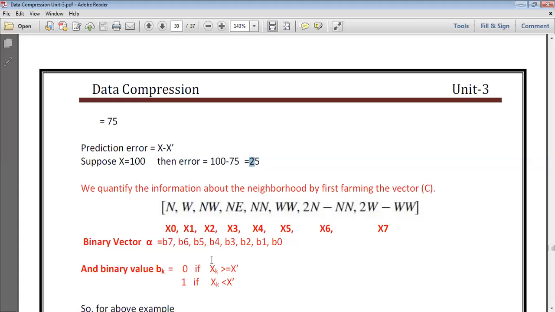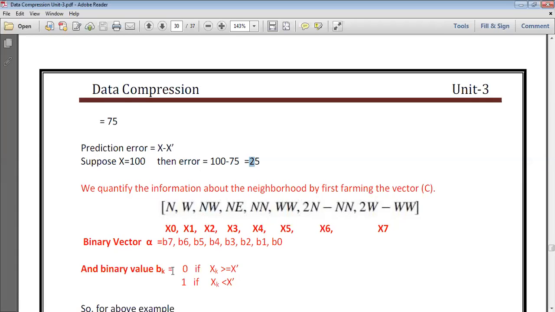And binary vector, what will be the binary vector? Binary vector is just a reverse of this vector. Means we start from x7 and end at x0, but in the binary format. So again we have changed the nomenclature with b. So this one is b7, b6, b5, b4, b3, b2, b1 and b0. And what is the binary value with respect to k, where k lies from 0 to 7, that is 0, 1, 2, 3, 4, 5, 6, 7.